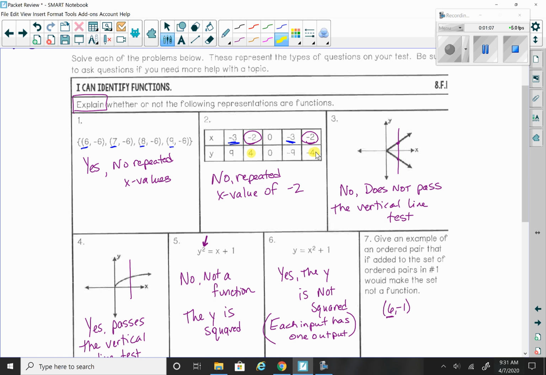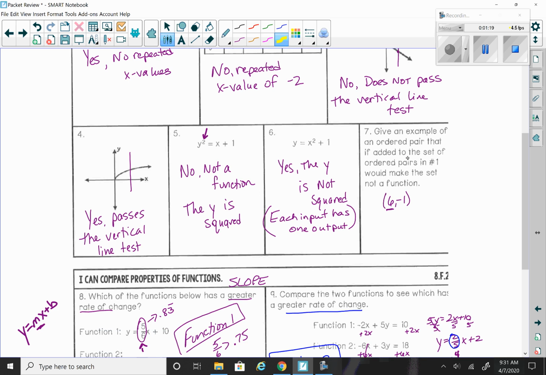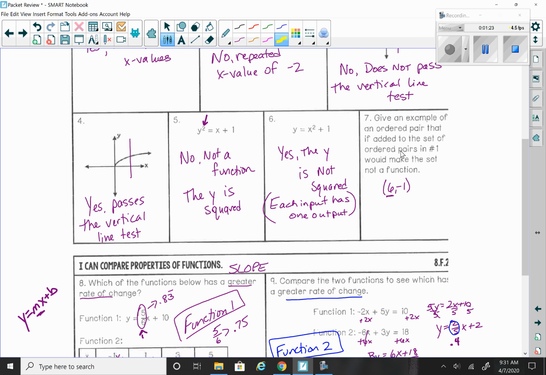Number 3, again, no, not a function. And I would say because it does not pass the vertical line test, I can see that if I drew a vertical line there, it would intersect the graph in more than one point. Number 4 is a function. It does pass the vertical line test. Number 5 is not a function because the y variable is squared. And number 6 is a function because the y is not squared, or you can say that each input has its own output.